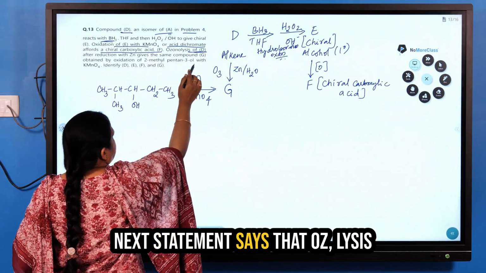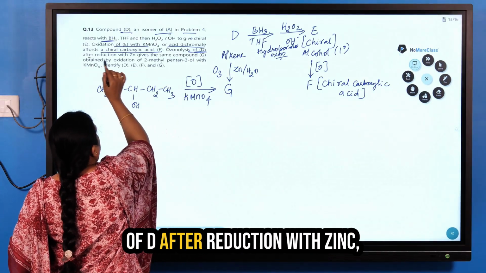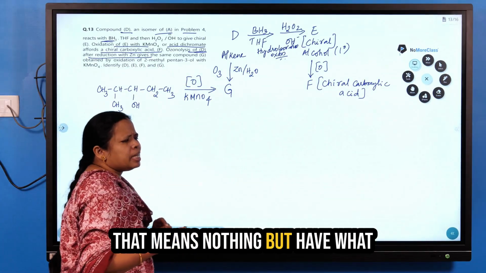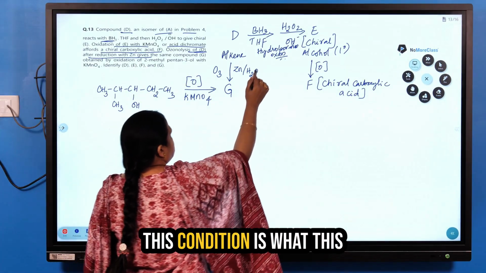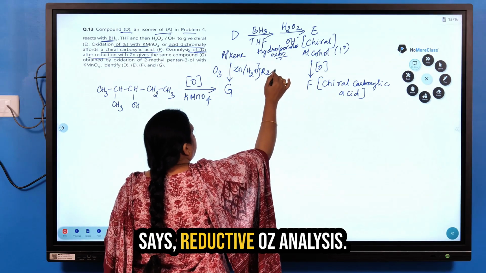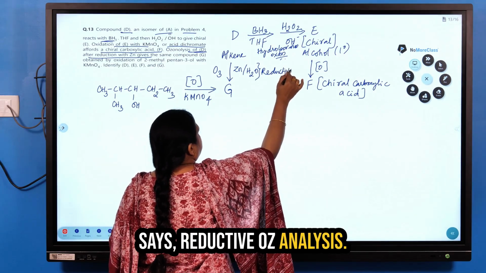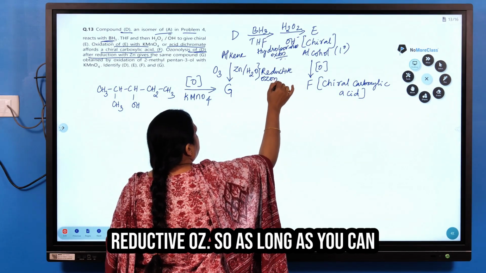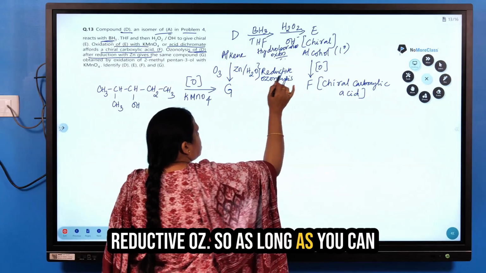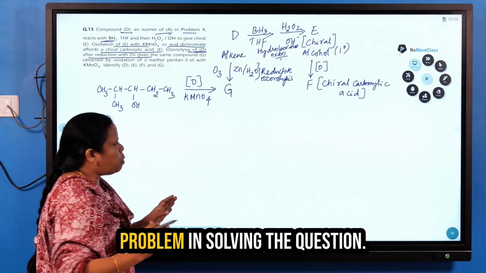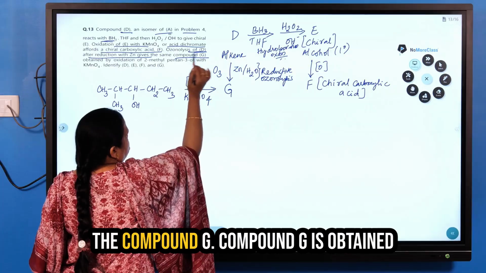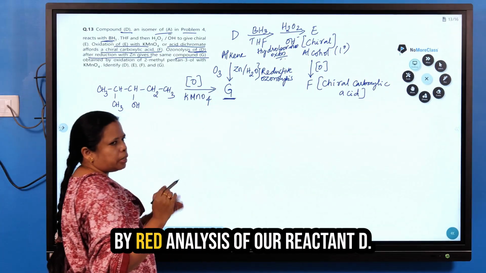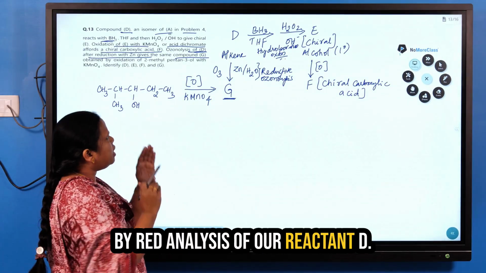The next statement says that ozonolysis of D after reduction with zinc. That means nothing but reductive ozonolysis. This condition is reductive ozonolysis. As long as you can identify the reagent, there's no problem in solving the question. It is giving us the compound G. Compound G is obtained by reductive ozonolysis of our reactant D.